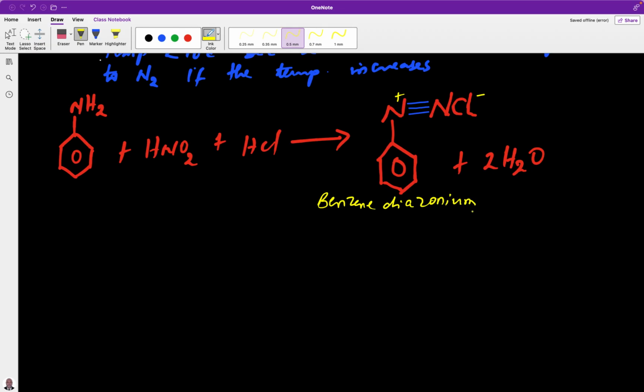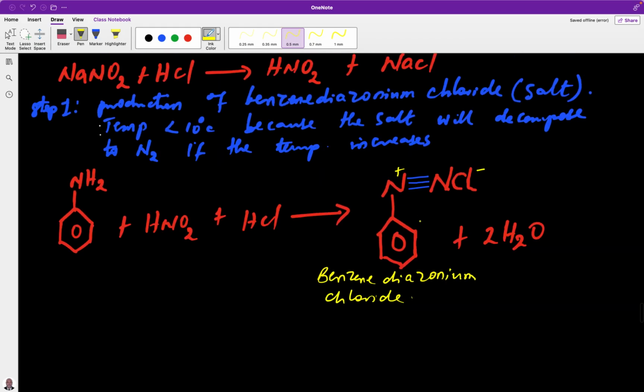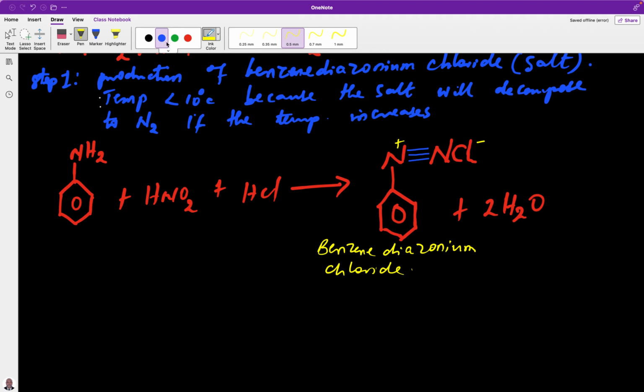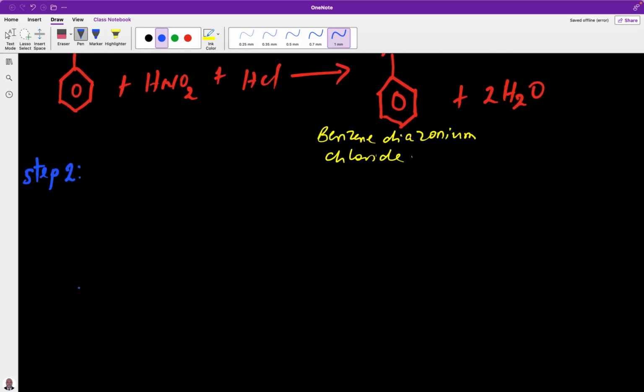Benzene diazonium chloride. That is the salt. Then step number 2 in this reaction. In step 2, the diazonium ion reacts with an alkaline solution of phenol. In this reaction, we call it a coupling reaction. So a coupling reaction is a reaction when a diazonium ion reacts with an alkaline solution of phenol.